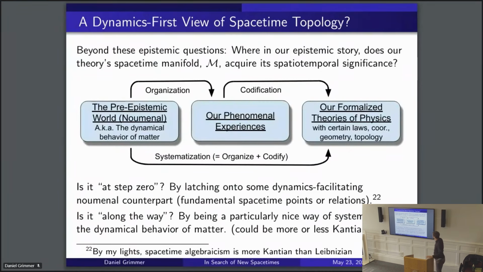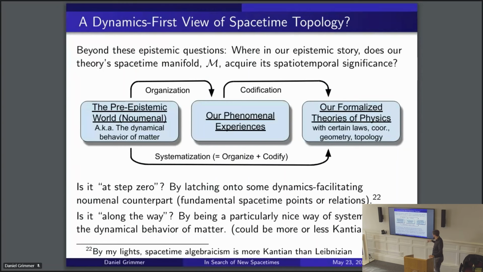Turning to kind of metaphysical questions, where in our epistemic story does our space-time manifold acquire its spatiotemporal significance? Right? We have some space-time in phenomenal experience, we have some space-time in our theory, but where do they get their spatiotemporal oomph from? Is it because there really is some kind of spatiotemporal stage or relations out there in the world which are doing important metaphysical work and which they've latched onto? Or do they earn their metaphysical relevance along the way by being a particularly nice way of systematizing dynamics? We could be more or less Kantian there, but it's a Kantian kind of style view.